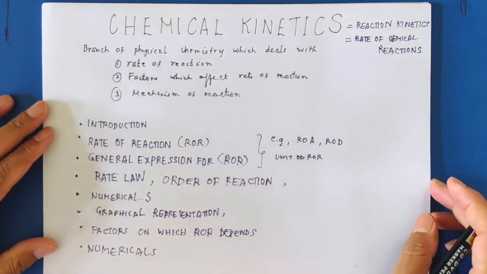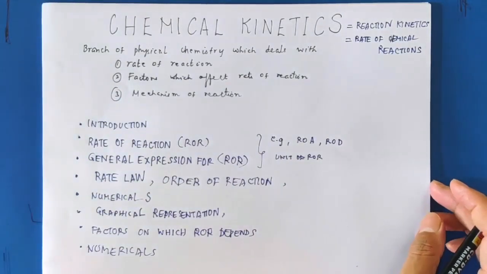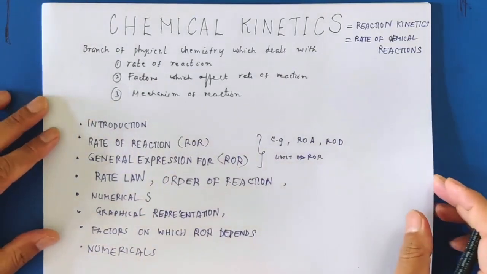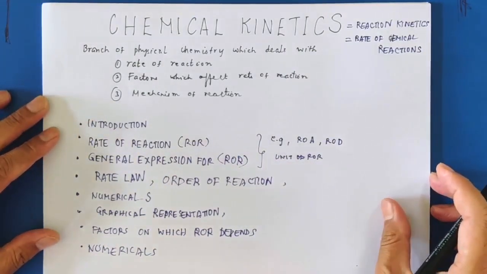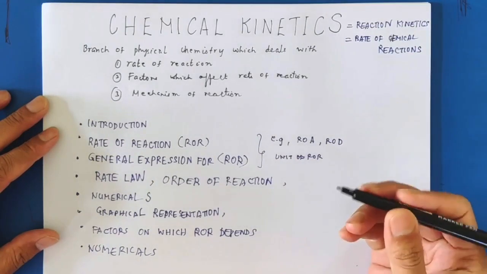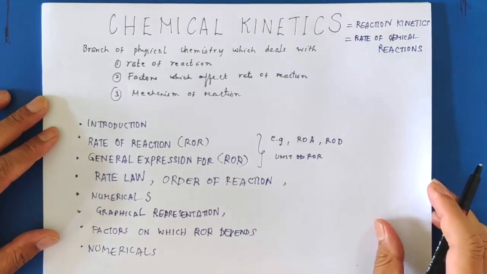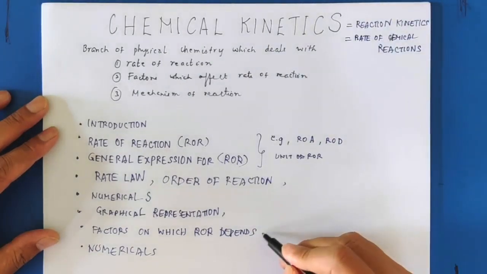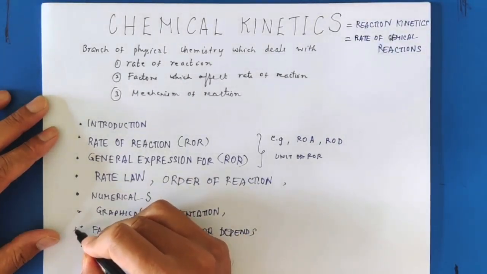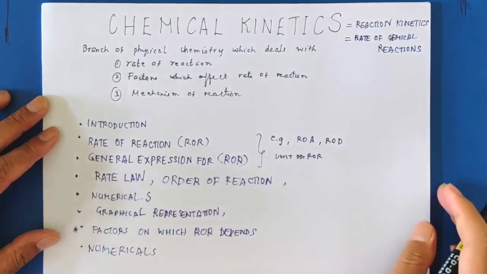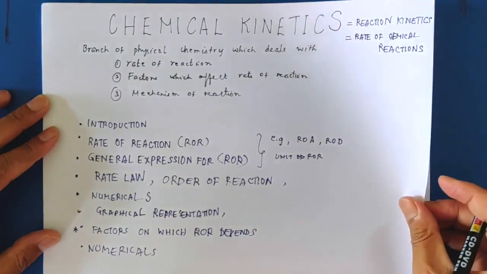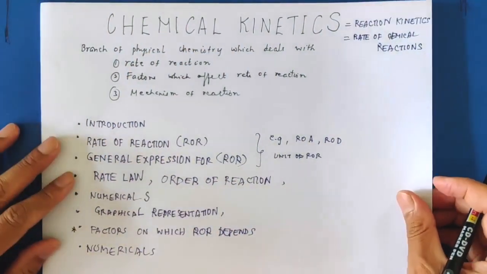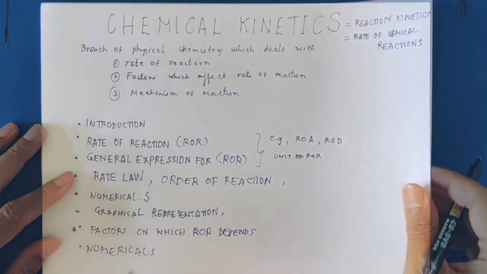In the graphical representation, the concentration of reactants decreases with time and the concentration of product increases with time. Then the factors on which the rate of reaction depends will be explained in detail, along with numerical calculations.